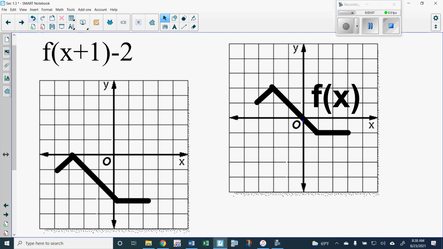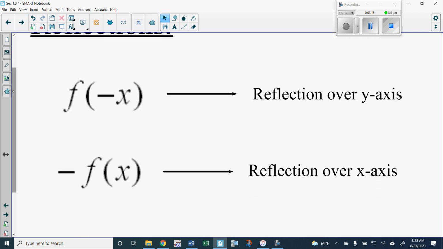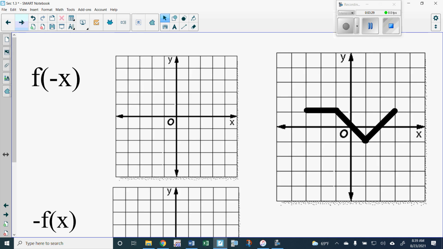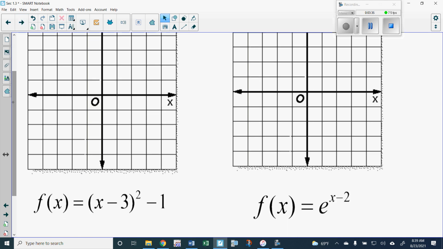Now, we can do this with our parent functions. Oh, reflections, I forgot. Remember, inside the function flips it over the y-axis. Outside the function flips it over the x-axis. I don't have all this in your notes because this is all just review. Let's do some examples. Let's look at these two: quantity x minus 3 squared minus 1 and e to the x minus 2. The first one, quadratic, gets moved which way? Right 3, down 1.